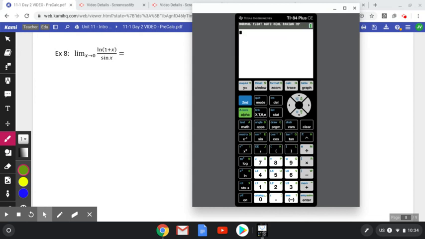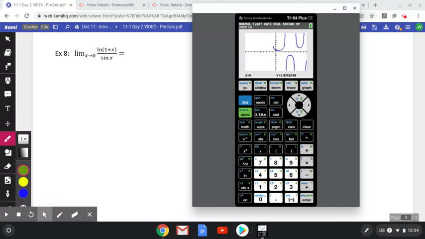Then what I'm going to do is go to zoom 6 here just to take a look at the graph. And this is as x approaches 0. Now the sine of 0 is 0, so when x is 0, there is no output here for this function. But remember, for a limit, we're not really concerned with that. We're concerned only with what the function is approaching. In this case, it's a two-sided limit, so both from the left and the right.